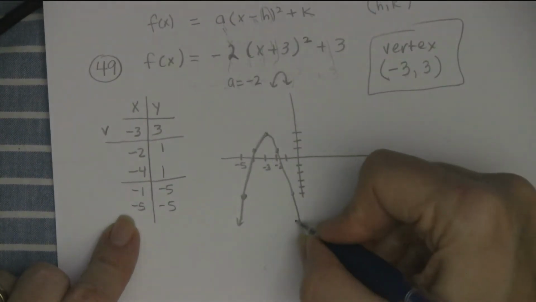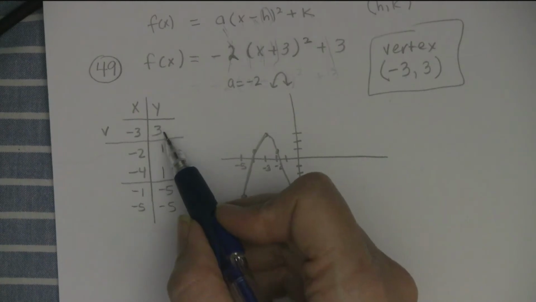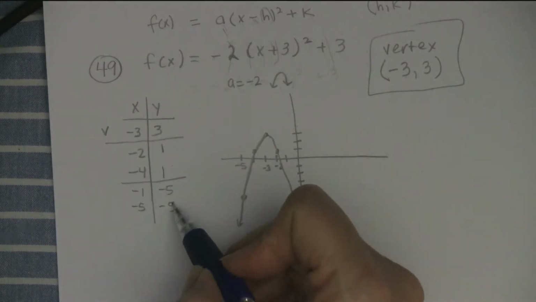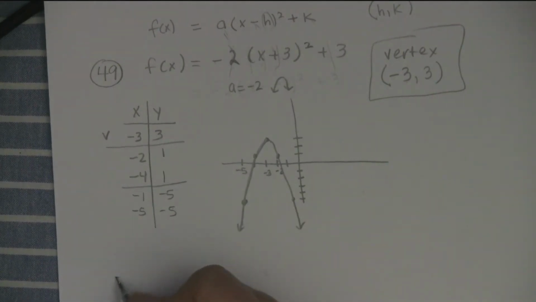sketch it in there. Okay, let me make sure what they asked me to find. They said to find the vertex and 4 convenient points. So here's my vertex and here's my 4 convenient points. And graph it. So I've done everything they asked for, right?